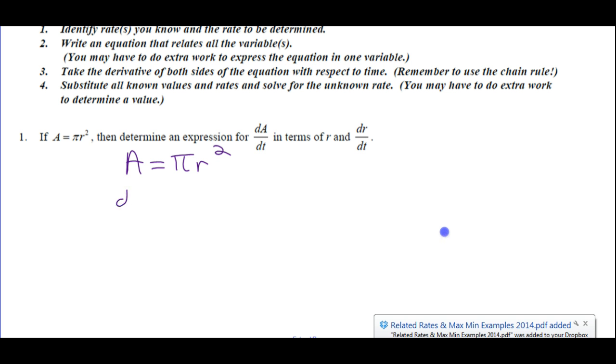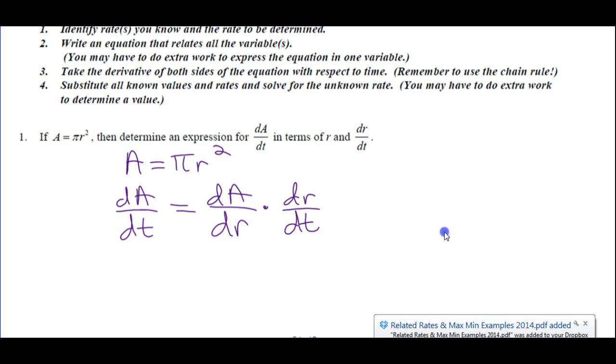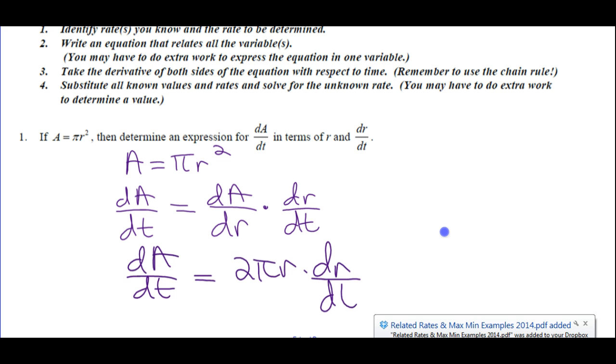So on the left, we're going to end up with dA by dt, and on the right, we're going to get dA by dr, right? We'll be taking the derivative of area with respect to r, times dr by dt, because we're taking the derivative of the right-hand side with respect to time, which is going to be dA by dr and dr by dt. So dA by dt is just that. dA by dr is 2 pi r times dr by dt. And that's it, done, right? We're going to come back to this in example 4 and go a little bit further with it.